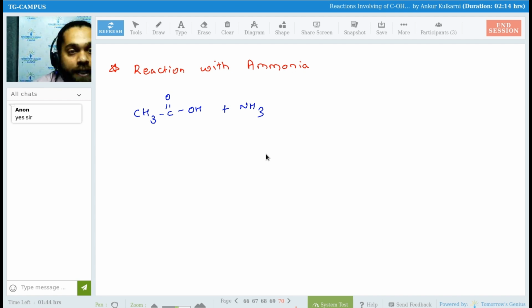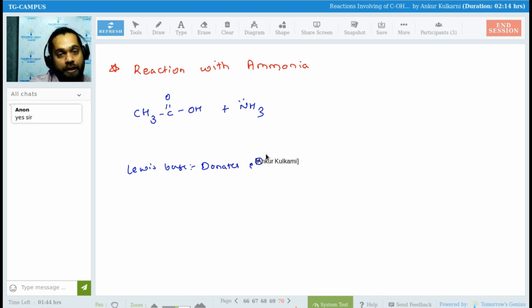See, Prashanti, ammonia is a Lewis base. Lewis base means what? It donates the electron. Lewis base means it donates the electron.